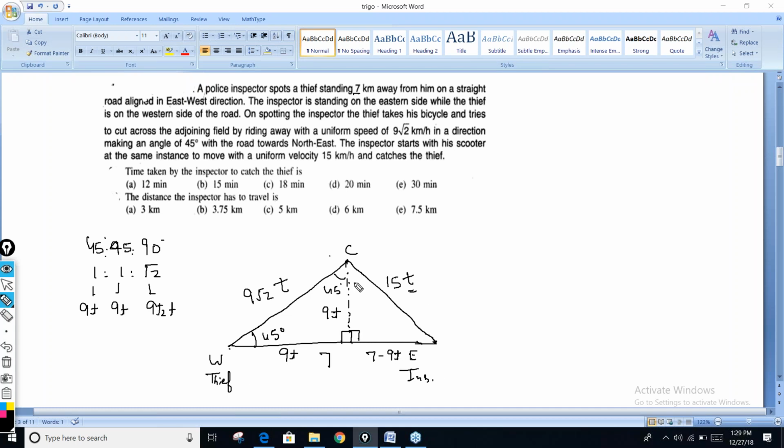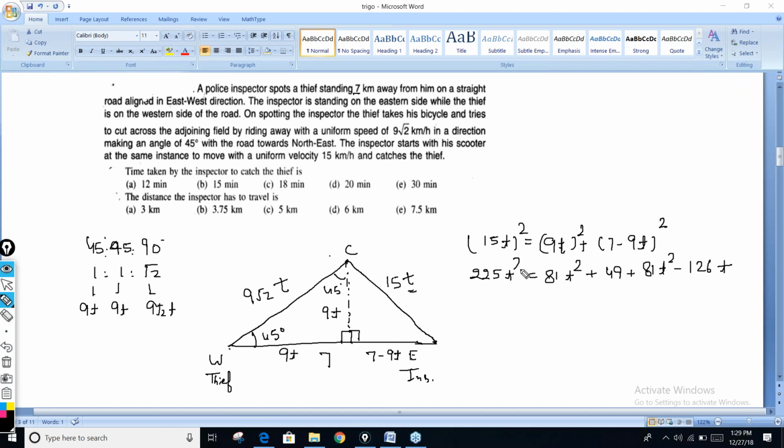Now this is a right angle triangle. Can I use the Pythagoras theorem in this right angle triangle? So can I say 15t whole square is equivalent to 9t square plus 7 minus 9t whole square? That is the equation. If I solve it, that is 81t square plus 49 plus 81t square minus 126t, equivalent to 225t square. So 81 plus 81 is 162. If I take 162 to this side, we get 63t square.